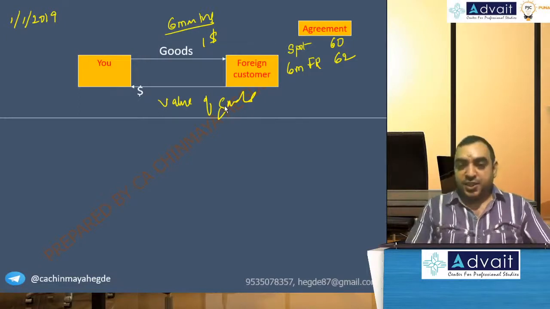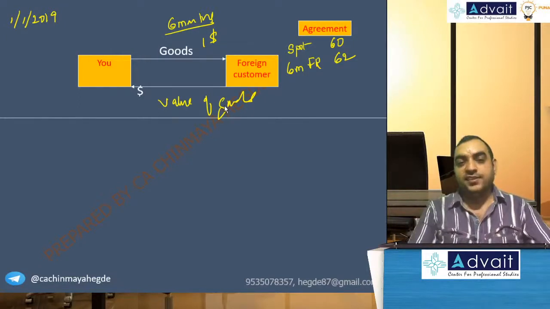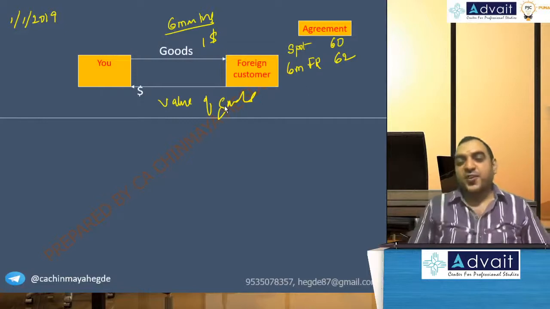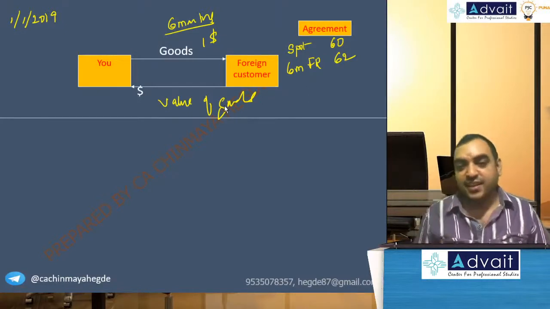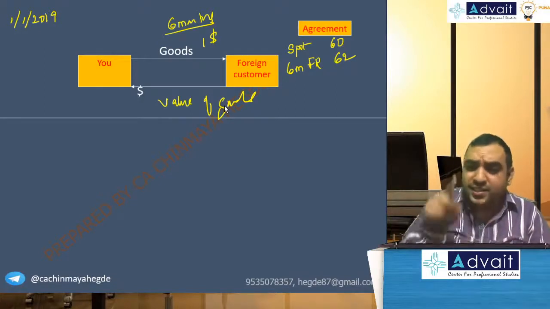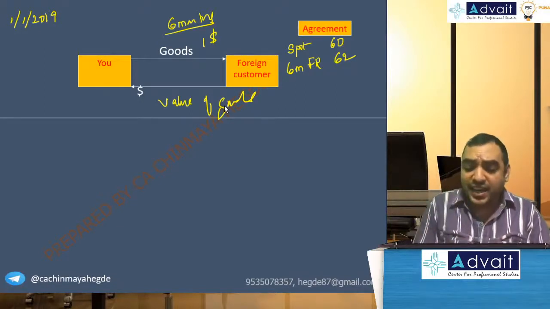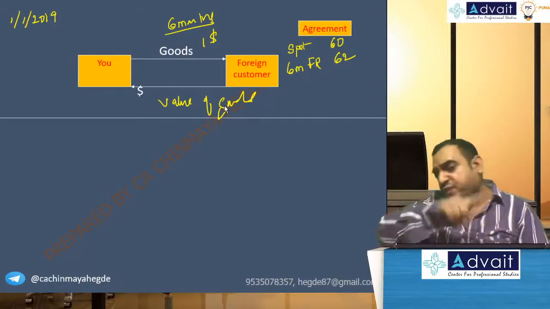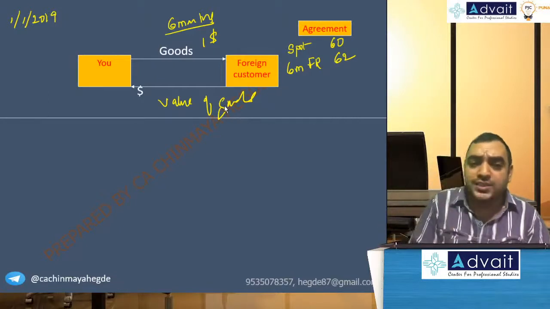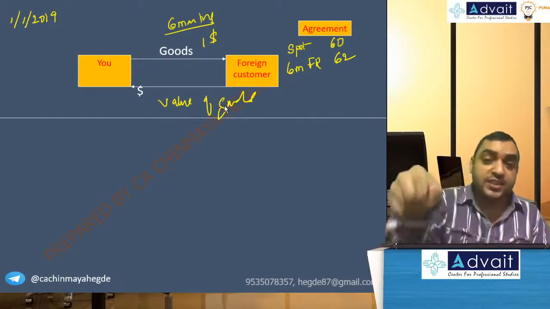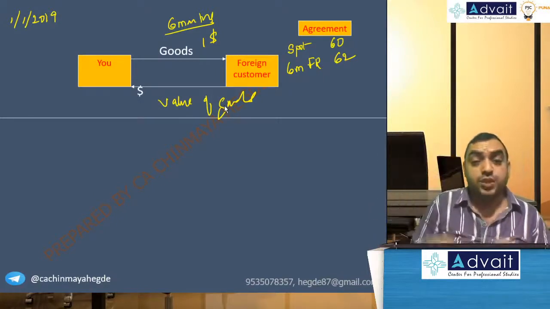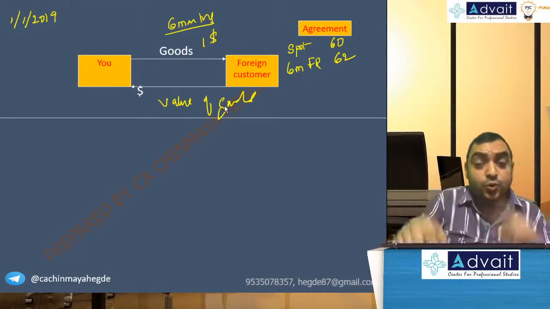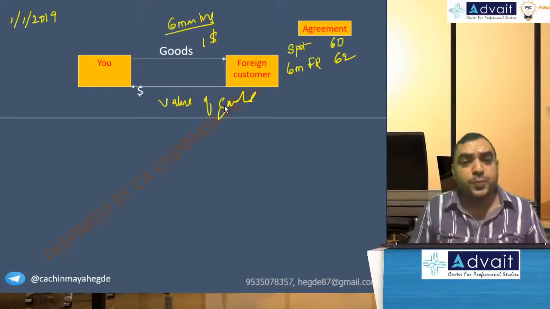Okay, many of you are telling 62, some of you are telling 60. 62 is right, 60 is wrong. Get this clearly. Remember, my dear friends, I am not selling it today. I am planning to sell after 6 months. And after 6 months, I know today the rate is 62. Today itself I know the rate is 62. So isn't the value of goods 62 rupees?